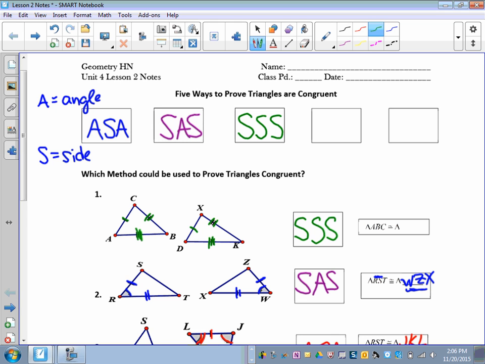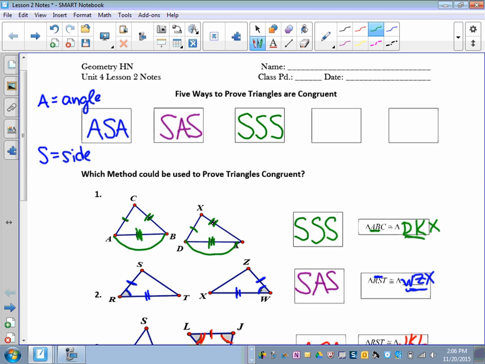Triangle ABC goes with what? Triangle DKX. Make sure you take that extra second or two to slowly go through and make sure your letters correspond. Side AB should correspond with side DK. AB, DK. Those are the same.